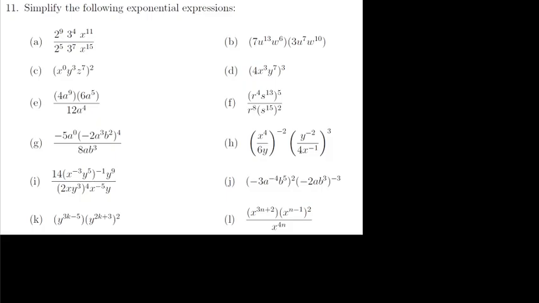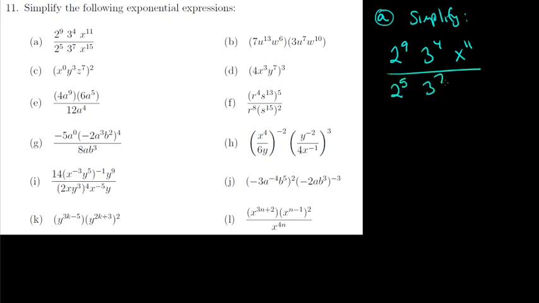Okay, so we'll move on to rules of exponents, right, in Chapter 5. So again, I'm not going to do all these, but let's start with number 11A. We want to simplify. In fact, all these are simplify. 2 to the 9 times 3 to the 4 times x to the 11 divided by 2 to the 5 times 3 to the 7 times x to the 15.